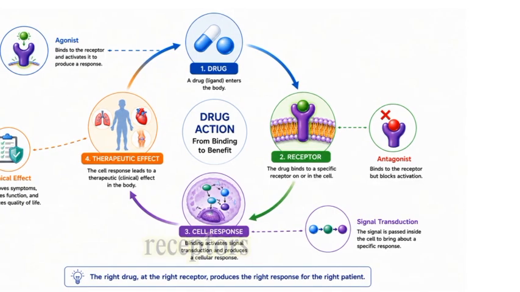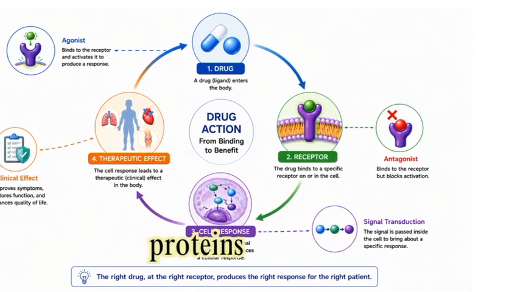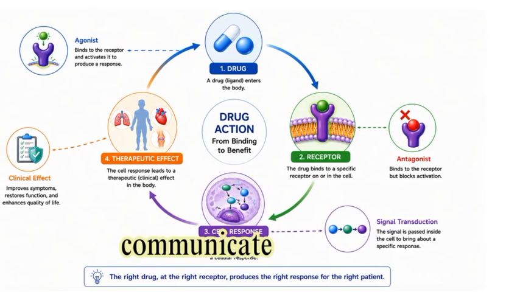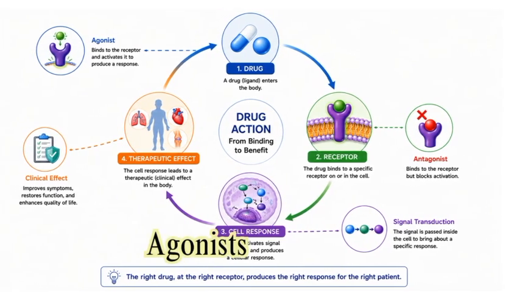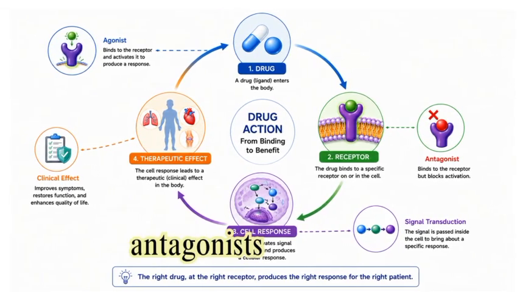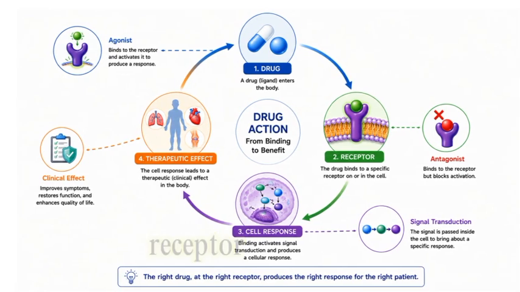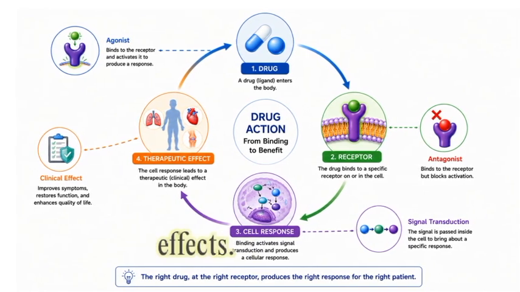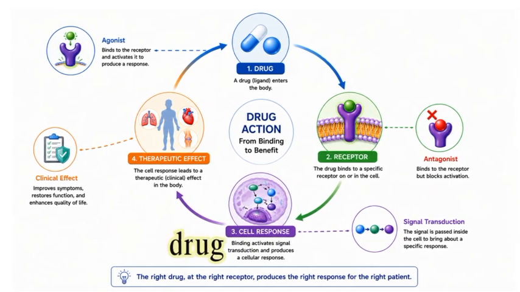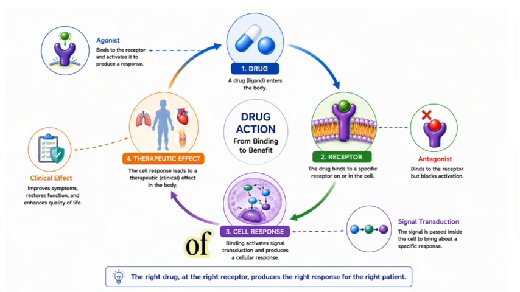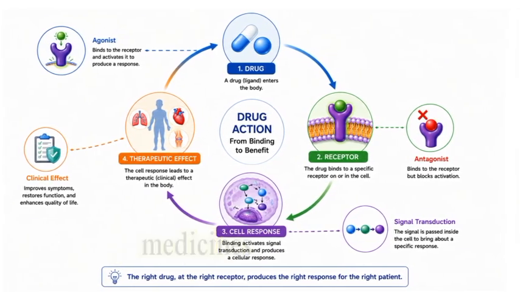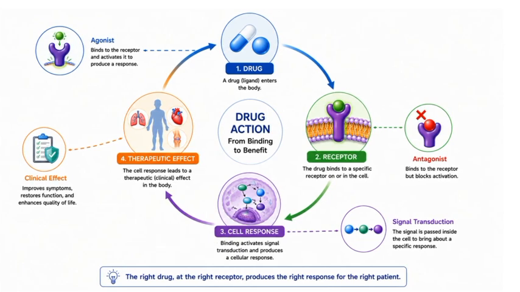To summarize, receptors are specialized proteins that allow drugs to communicate with cells. Agonists activate receptors, antagonists block them, and receptor activation triggers cellular responses that produce therapeutic effects. Understanding drug receptors is the foundation of pharmacology and explains how medicines treat disease.